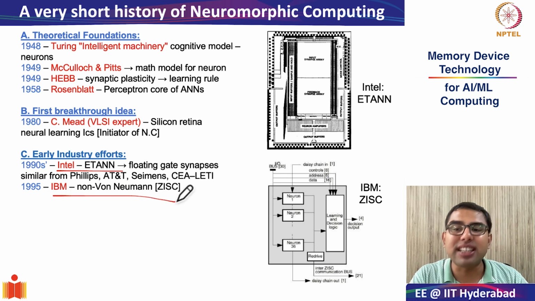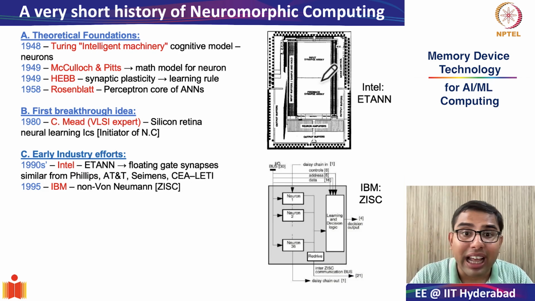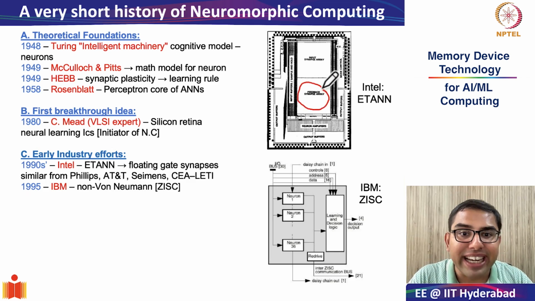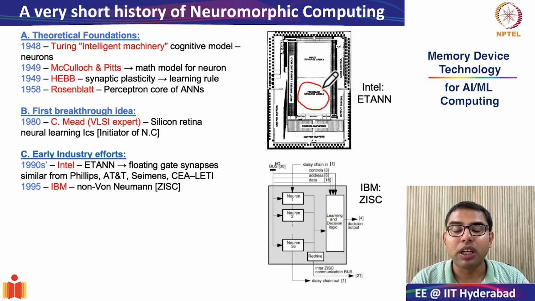The next set of developments happened in early industrial efforts by Intel through their ETANN project and IBM through their ZISC processor. So ETANN, which stands for Electrically Trainable Analog Neural Network, was the first designed on-chip learning and low-power analog processor. And you would be surprised to know what were the devices that were used in this feedback synapse array. They were nothing but charge trapping floating gate cells, which has now become the flash memory.